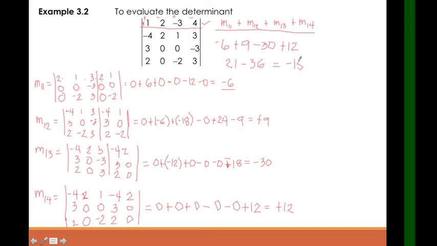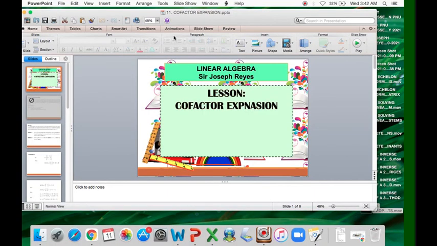So that is the determinant of this example. Okay? Of a 4 by 4 matrix. Right? So that's it for the example 3.2. That's all about for the cofactor expansion. We will elaborate the discussion of a cofactor expansion in solving the inverse of a 2 by 2 matrix and a 3 by 3 matrix. Kasi doon natin makikita yung gamit ni cofactor expansion. Dito kasi parang it is just an introduction for the cofactor expansion so that you will know lang kung ano yung gamit niya. Okay?